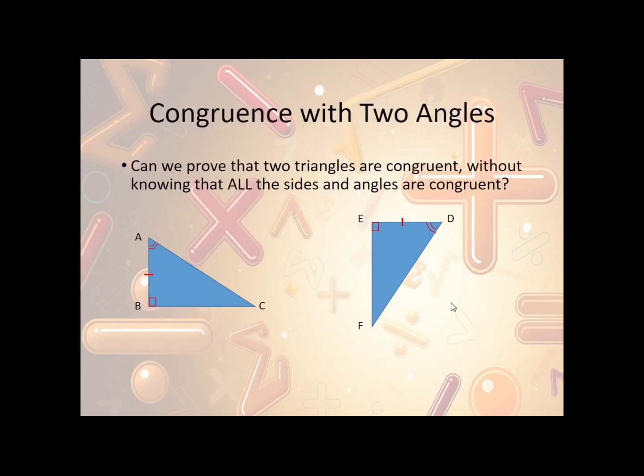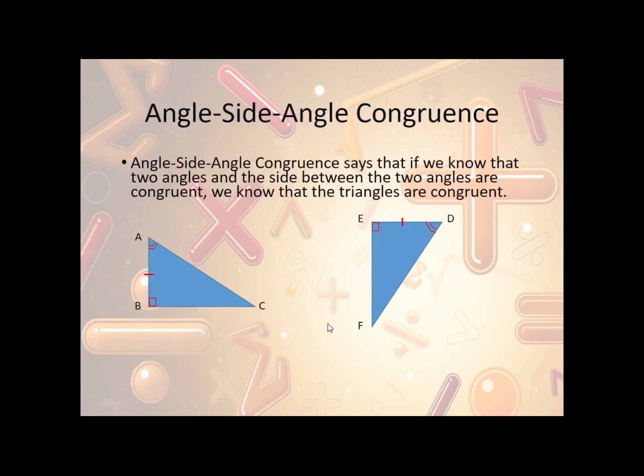Now once again, what if we don't have all the information? What if we know that two angles are congruent and a side is congruent, but we don't know anything else? Can we still prove that the triangles are congruent? So in this case, we could see that side AB is congruent to side DE. And then we could see that angle ABC is congruent to angle DEF. And then we have angle BAC is congruent to angle EDF. Now, does that mean that the triangles are congruent?